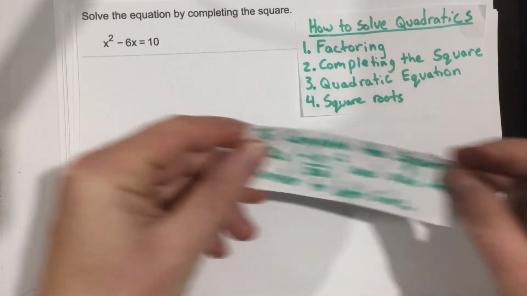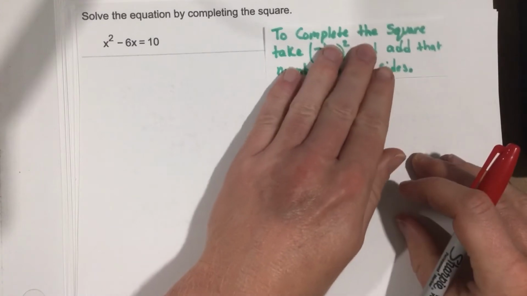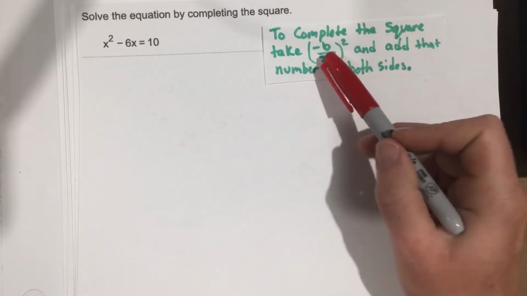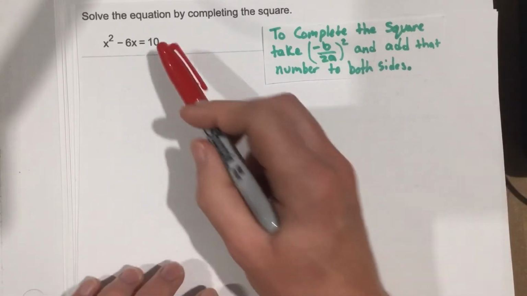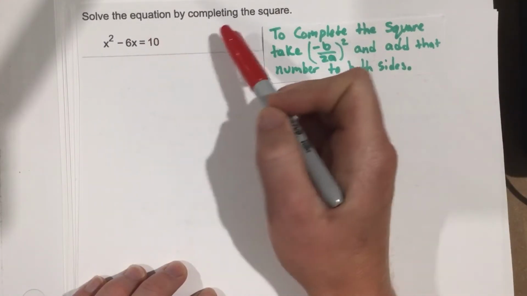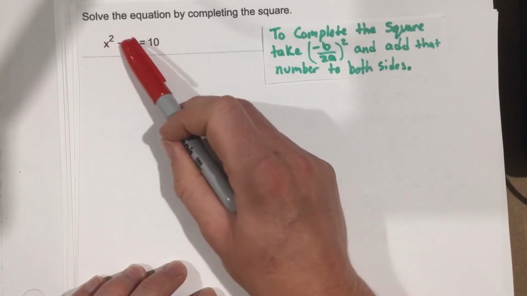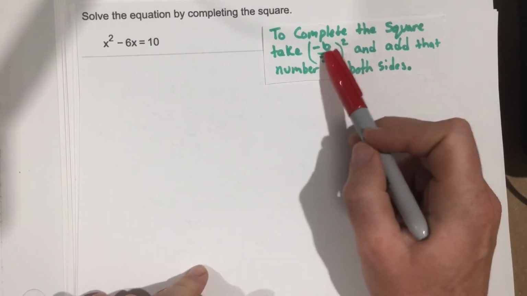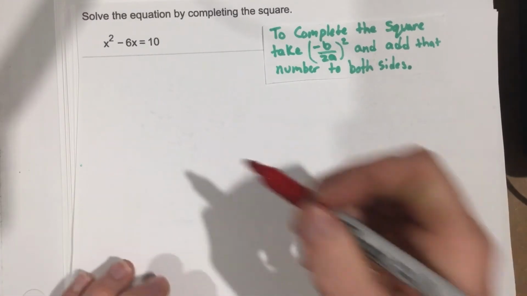Let's go ahead and bring out our little piece of information that tells us how to complete the square. So to complete the square, take negative b over 2a, square it, and add that number to both sides. I kind of like that they have the c on the right side, so let's leave the c on the right side for right now. That kind of makes it easier just to work with these two terms on the left side. And we don't need it, obviously, for the negative b over 2a part. So we'll start with negative b over 2a.